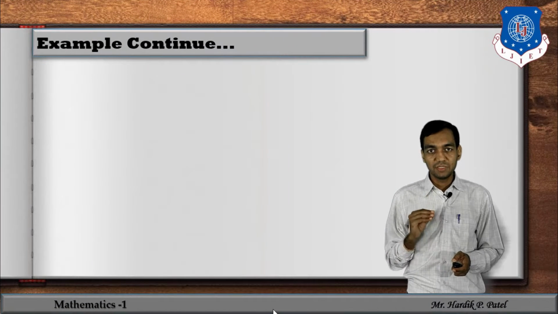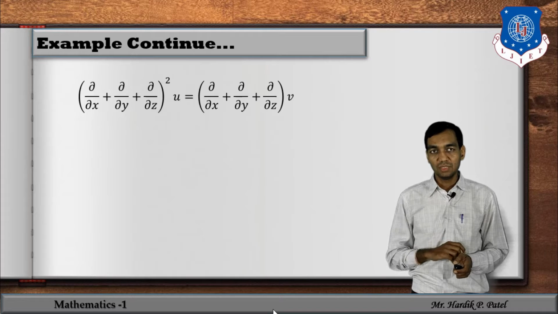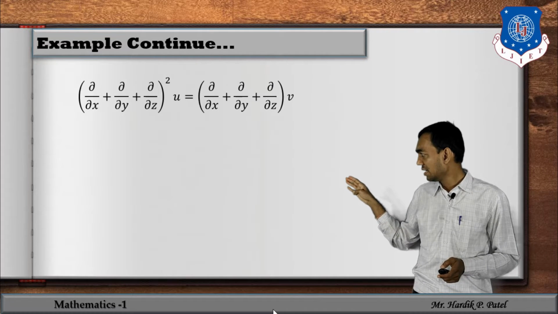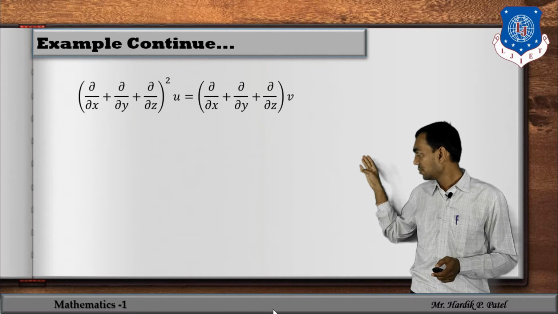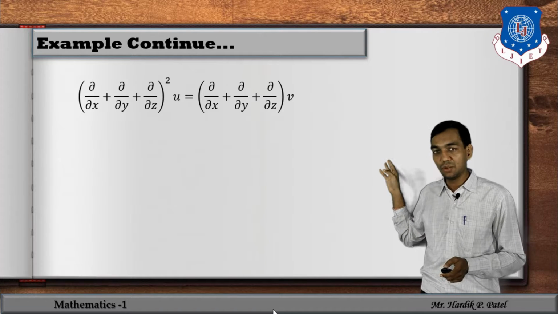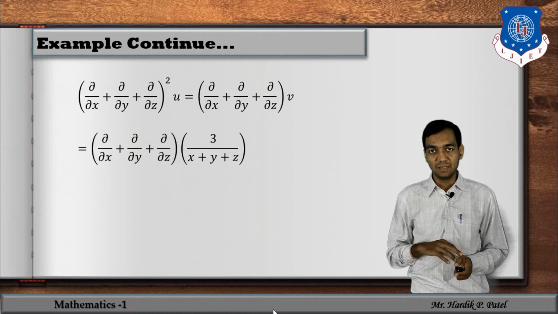We are going to substitute this value of v in the original equation. That means (del by del x plus del by del y plus del by del z) the whole square of u is the same as (del by del x plus del by del y plus del by del z) of v, but v has a value 3 upon x plus y plus z.